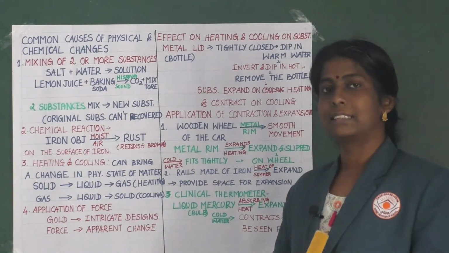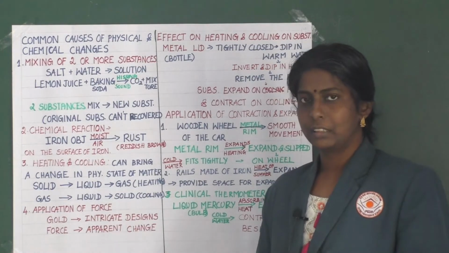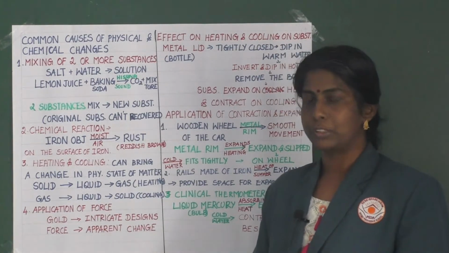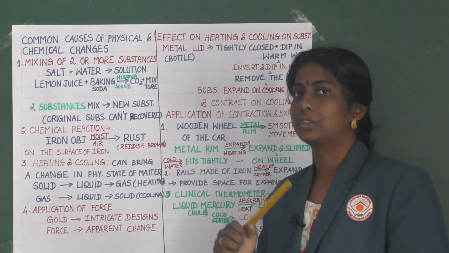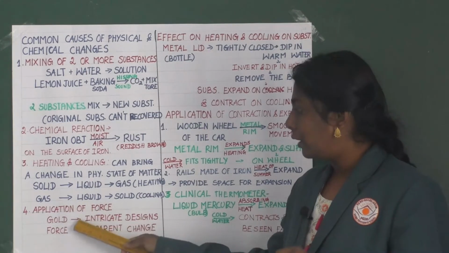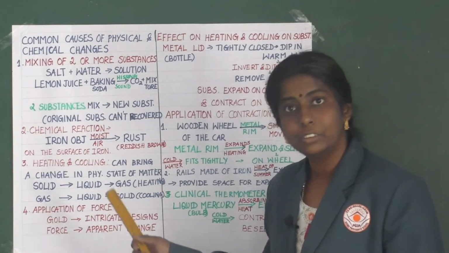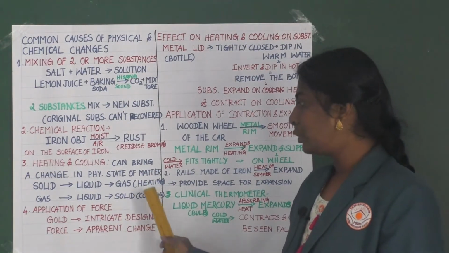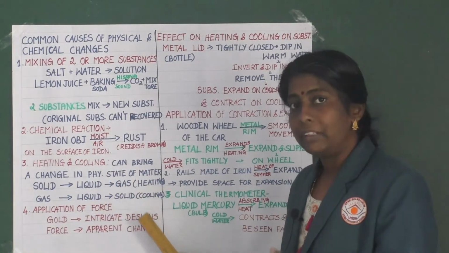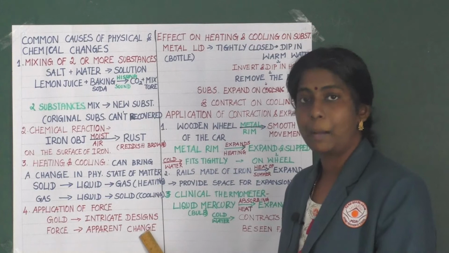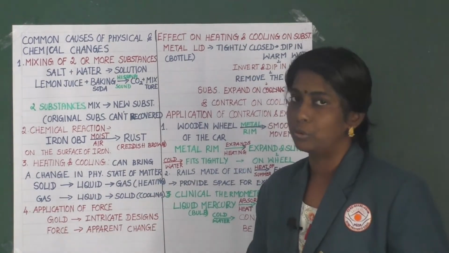Clear? Yes. Now about application of force. Fourth property, application of force. So what is this? When a goldsmith hammers gold, he makes intricate designs. So here force is applied to make apparent changes. So this is what application of force is.